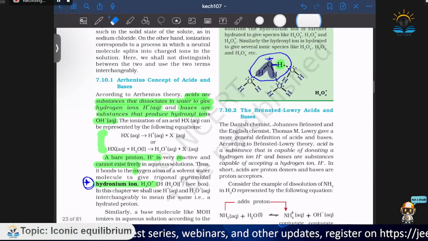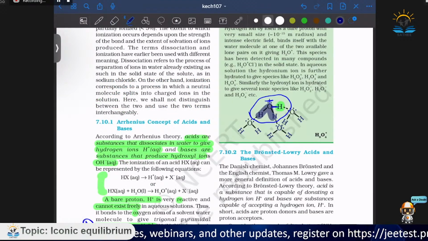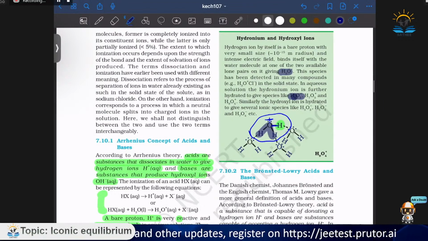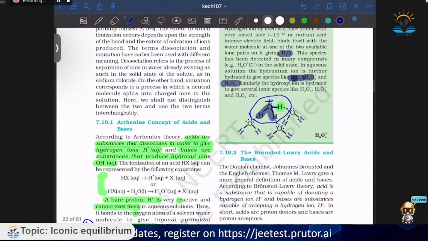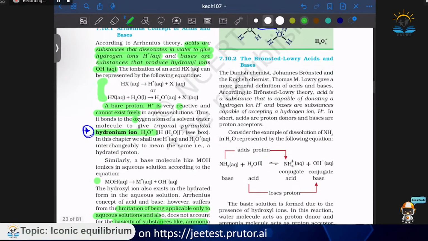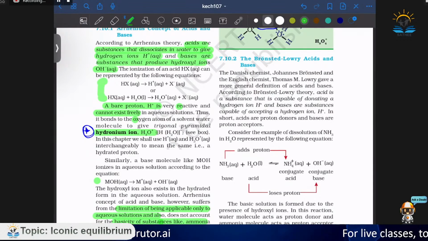Okay, this is not the only hydronium species. There is H3O+, there is H5O2+, H7O3+, H9O4+. Okay, similar ones also exist. The second concept, which is a bit more advanced than the Arrhenius, is your Bronsted and Lowry acid bases.